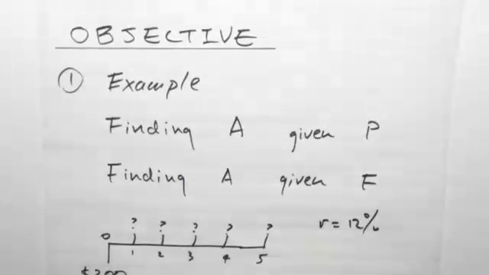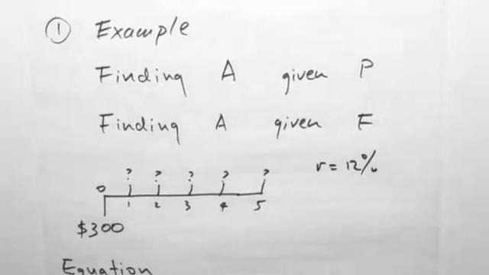Welcome back. The objective of this video is to do another example with annuity, but this time we want to find the annuity amount if we were given the present value or the future value. So let's jump straight into it. Let's assume that we will have $300 present value at the moment, and we want to know what is an equivalent amount for the next 5 years.